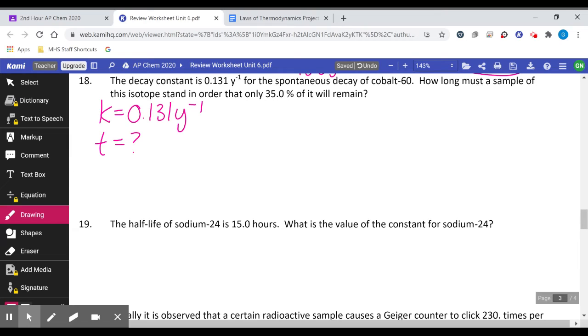Okay, so now on this, what I'm going to do is say that my starting amount is 100. And if I only have 35.0% of it remaining, what must my N equal? It must equal 35. 35 would be 35% of 100. And so now we're going to plug this into our equation.